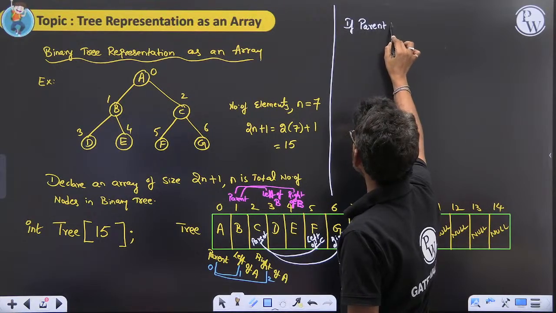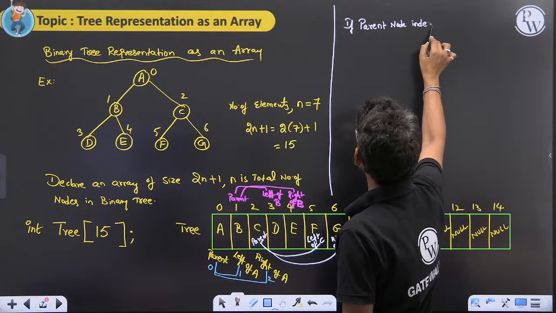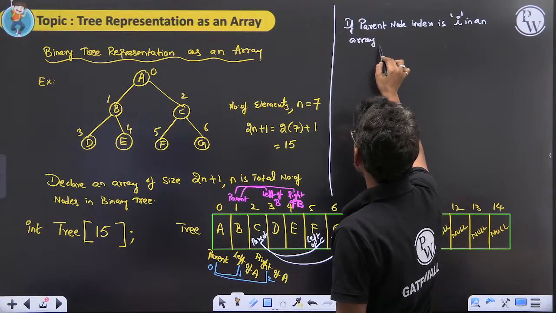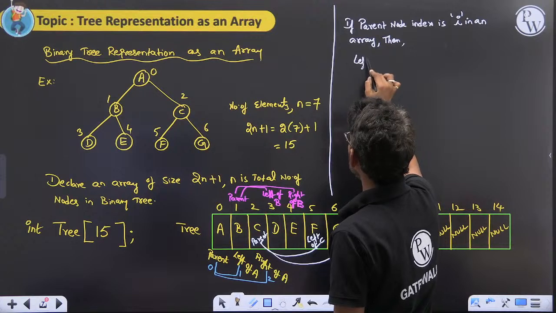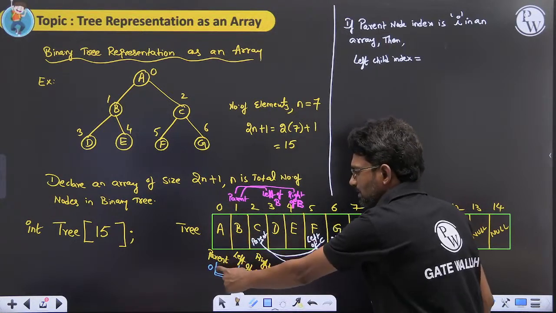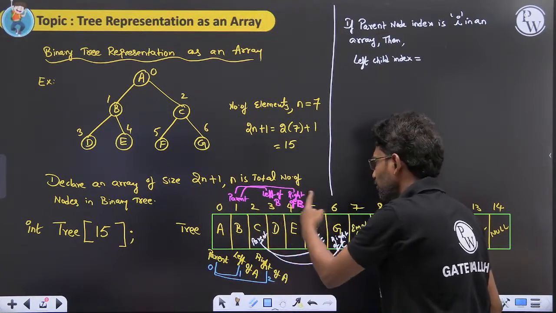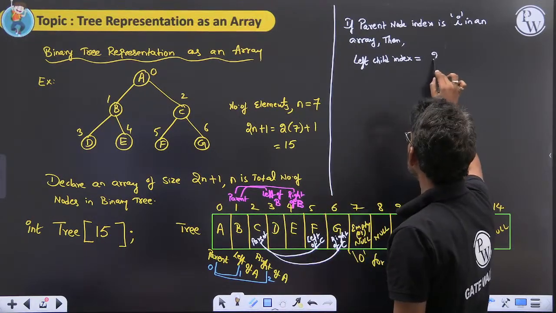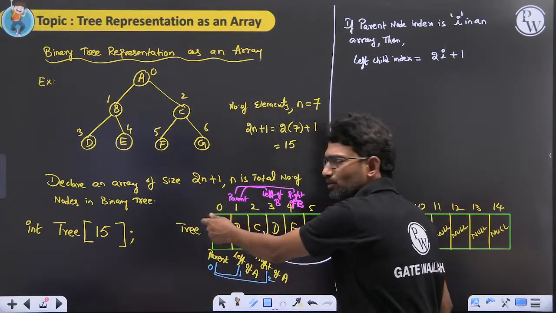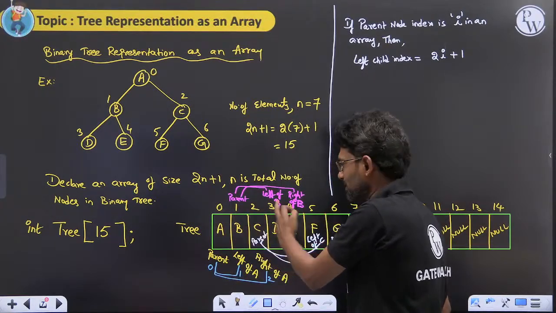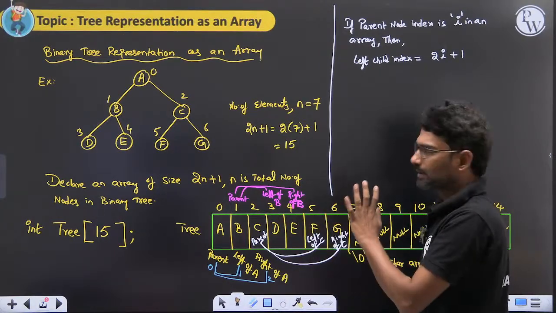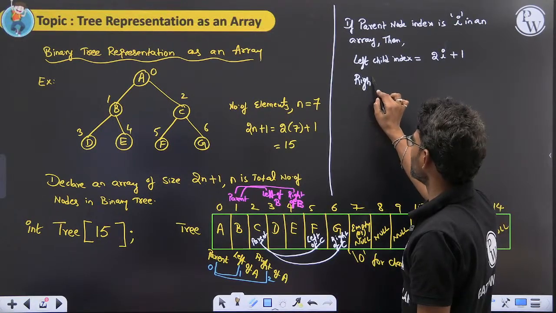parent node index is i in an array, then its left child index would be what? 0 gives 1, 1 gives 3, 2 gives 5. So you can say 2i plus 1, 2 into i plus 1. So 2 into 0, 0 plus 1, 1. 2 into 1, 2 plus 1, 3. 2 into 2, 4 plus 1, 5. It's satisfied for all.